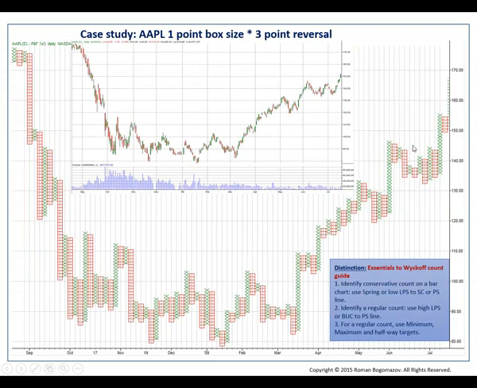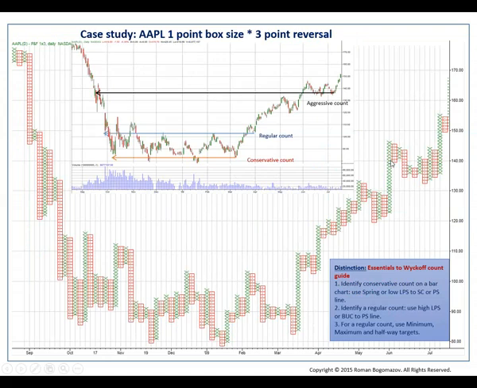So why don't we do this right now? We're going to look at this case study. This is Apple in its 2008-2009 trading range, and we're going to look at how we take the conservative, regular, and aggressive counts. I think we're only going to talk about the conservative and regular.